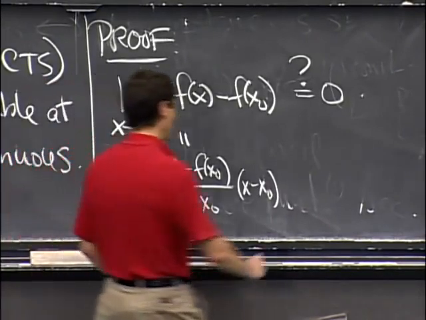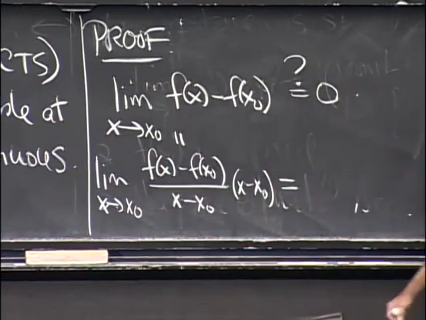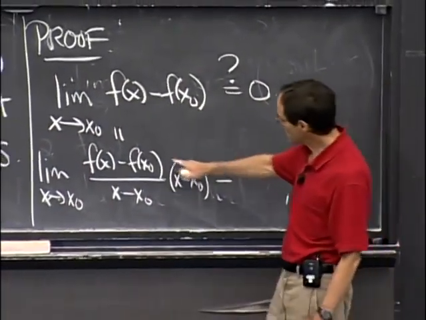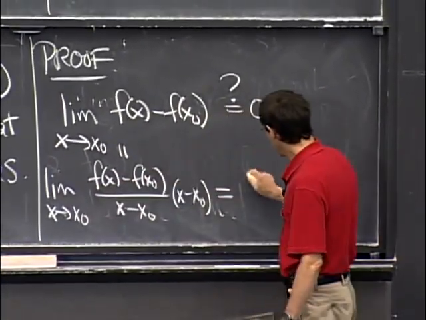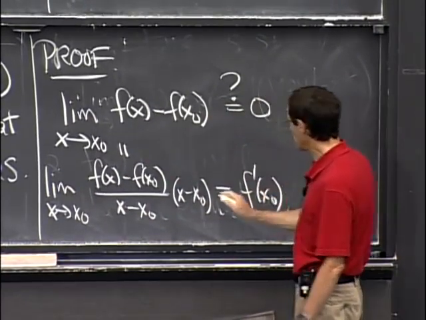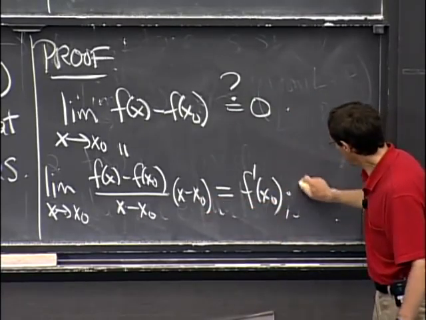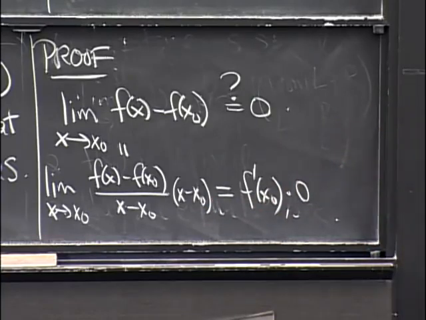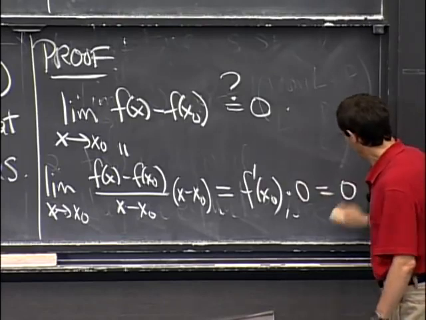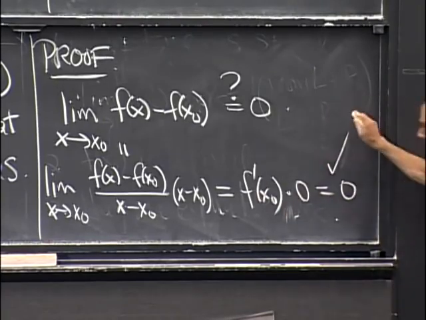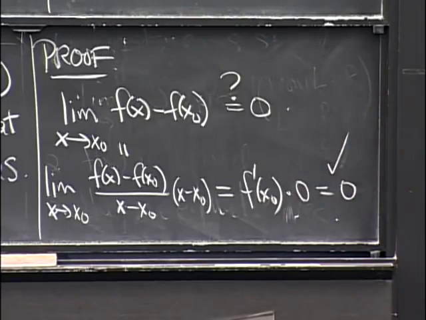And now, when I take the limit, what happens is the limit of the first factor is f prime of x0. That's the thing we know exists by our assumption. And the limit of the second factor is 0, because the limit as x goes to x0 of x minus x0 is clearly 0. So that's it. The answer is 0, which is what we wanted. All right, so that's the proof.